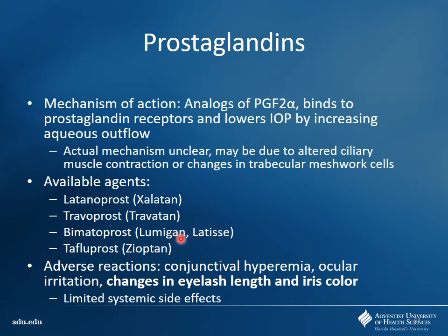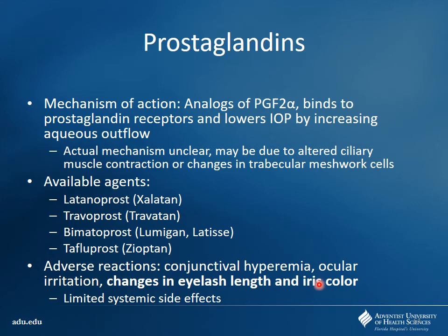Okay. Notice here we have another brand. Anyone ever heard of Latisse? What is Latisse used for? Eyelash elongation. Yeah, we'll talk about what that is in just a second. As far as adverse reactions go, you can see some conjunctival hyperemia, you can see some ocular irritation, and then also note this change in eyelash length, usually elongating, and then also change in iris color.